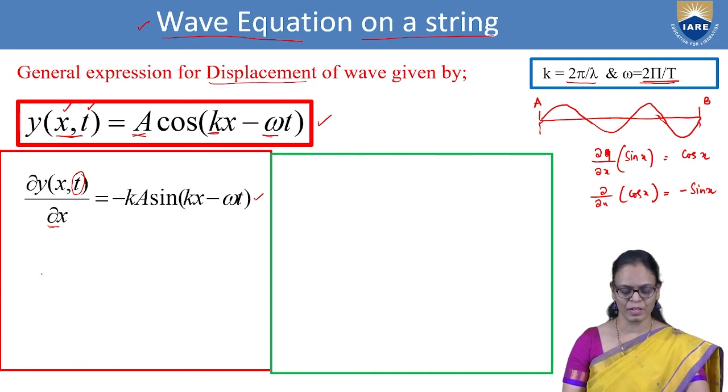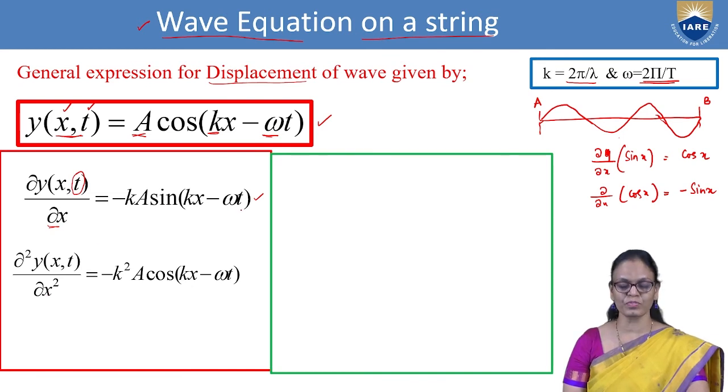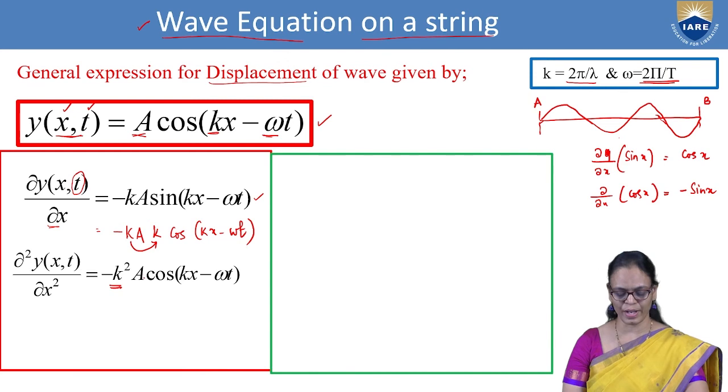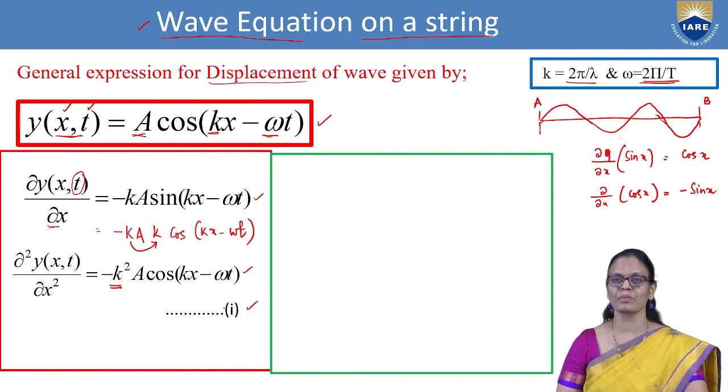Now we are going to find the second derivative, dou square y by dou x square. Take the derivative of dou y by dou x. So whatever is constant we keep outside. We have here minus kA. And for sin(kx minus omega t), we get cos(kx minus omega t). And for kx we have k. So k into k will give us k square. Minus k square A cos(kx minus omega t). Let us consider this as equation 1. So let this be equation 1.